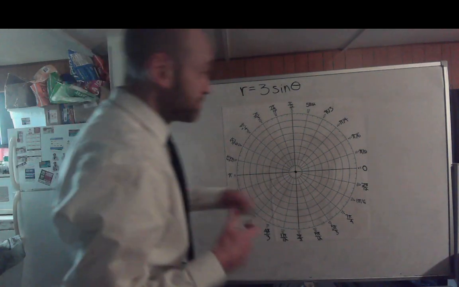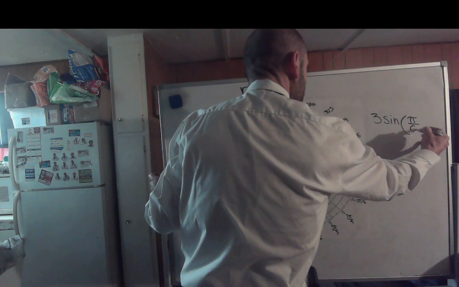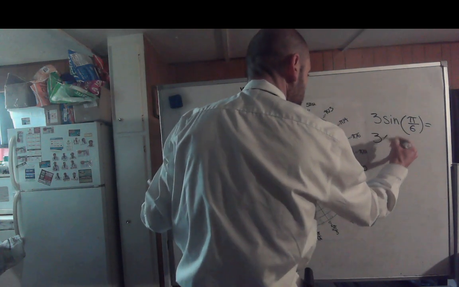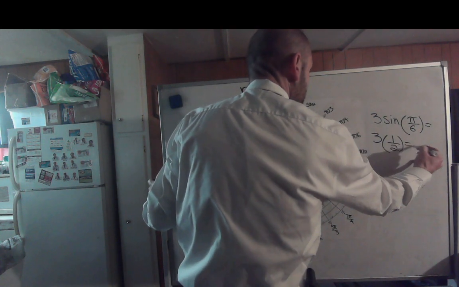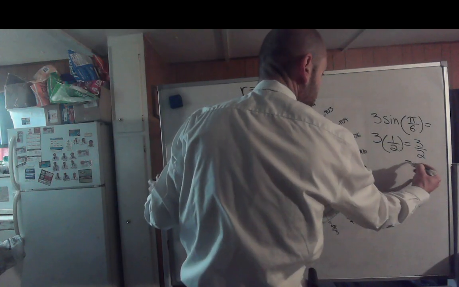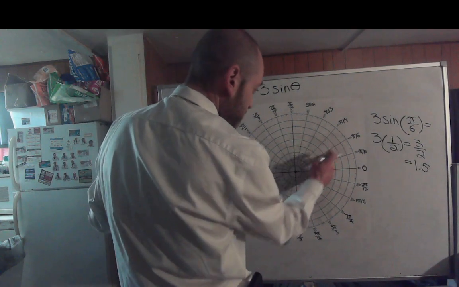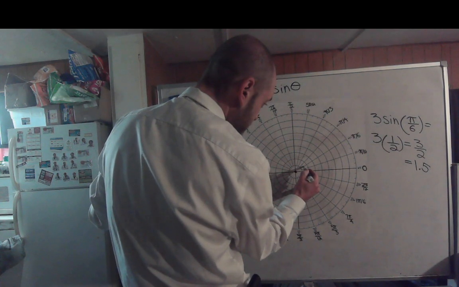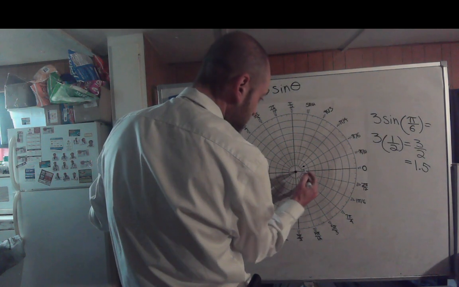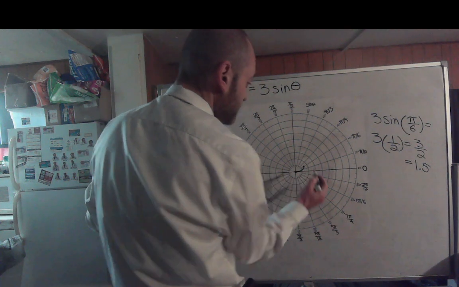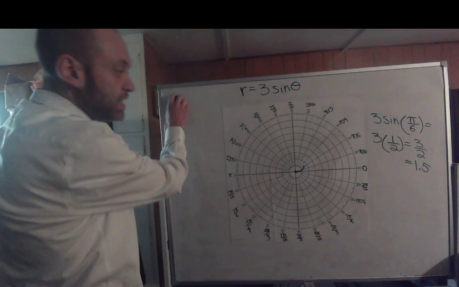Okay. Next special angle is pi over 6. So if I take 3 times the sine of pi over 6, well, what is the sine of pi over 6? That's 1/2, so that would give me 3 times 1/2, which would just give me 3/2, which would give me 1.5. So if I find 1.5 on the pi over 6 axis, that's going to put me right there. So let's go ahead and start drawing what we have. There's pi over 6.